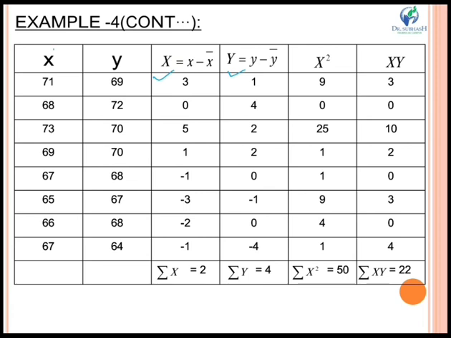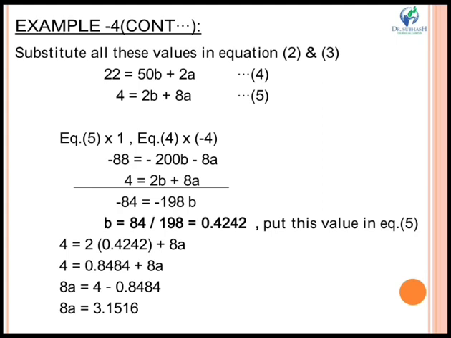Now we will forget this small x and small y. We will find capital X square and multiply capital X and capital Y over here, same as we have done in examples 1, 2 and 3. I will add all the values of capital X square and all the values of capital XY, and put these values in my normal equations. So on substituting these values in the normal equations, I get equation 4 as 22 equal to 50b plus 2a, and equation 5 is 4 equal to 2b plus 8a.